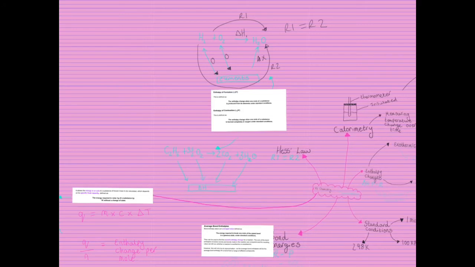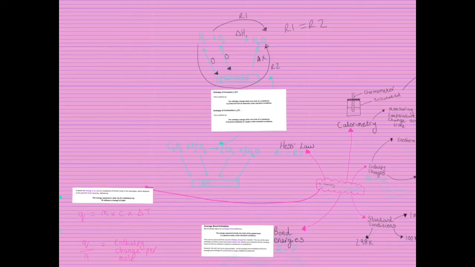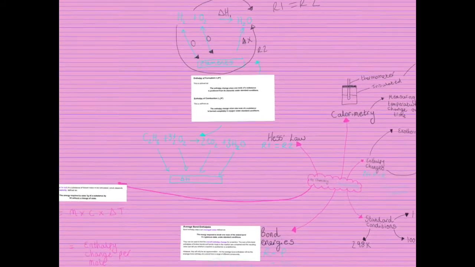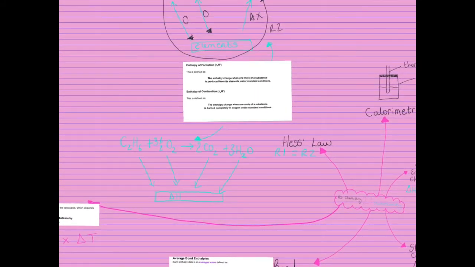Then moving on to combustion. Combustion arrows always go down. It's the same kind of thing. Again, route 1 equals route 2. So say I had 100 for that, 100 for that, 50 for that, and 50 for that.